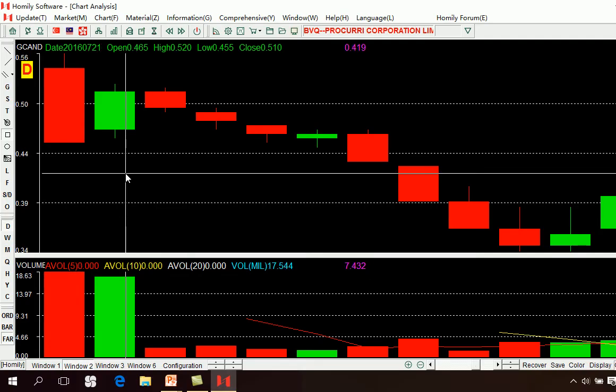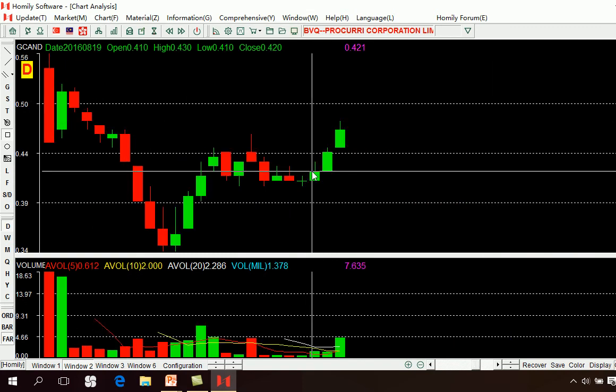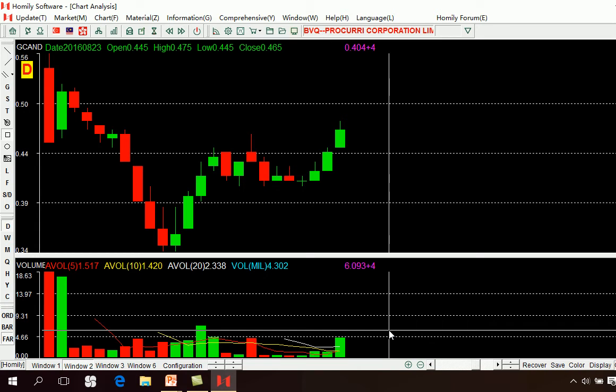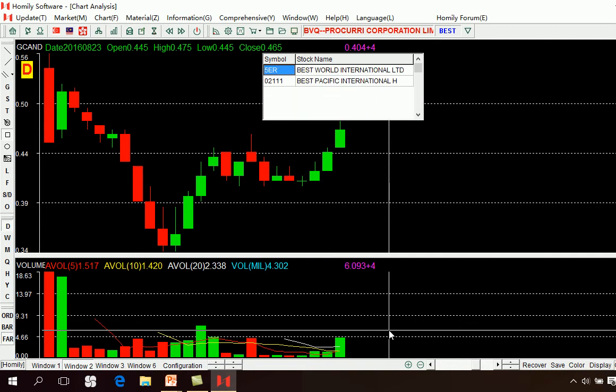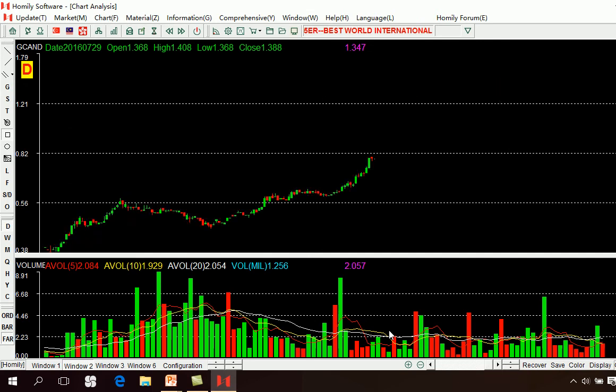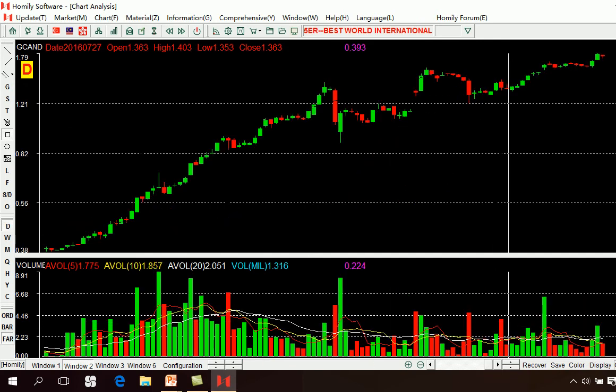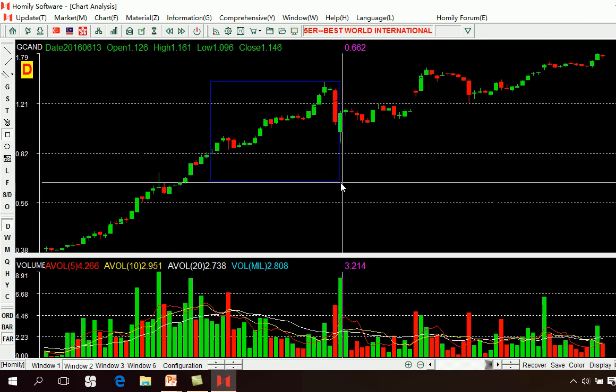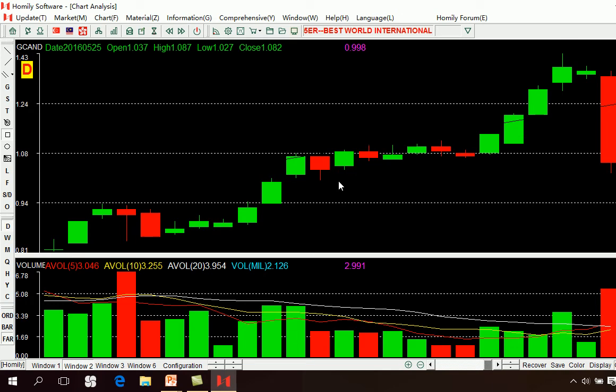What does that mean? Then we can see some stocks. Okay, then we can see this stock. This is the big bearish candlestick, right? And we should know that if you see a long bearish or bullish candlestick, half of the body is the support and the resistance.